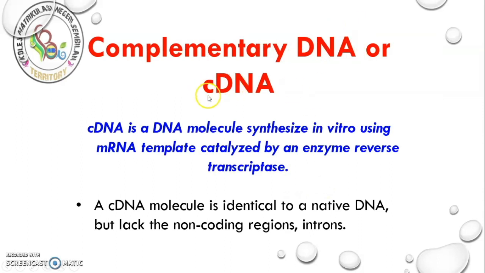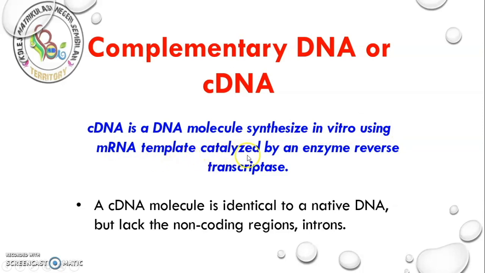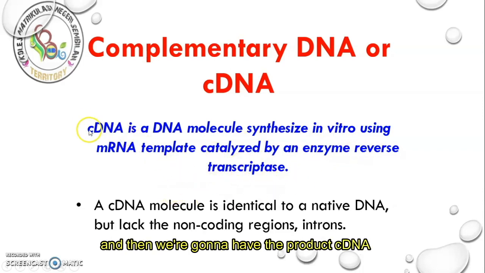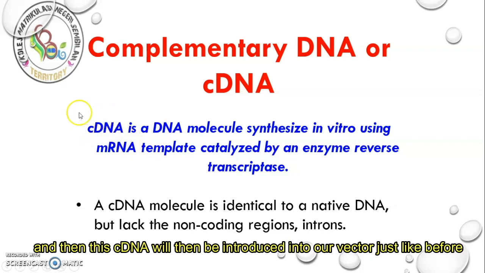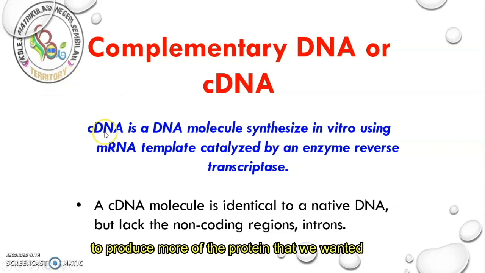Complementary DNA or cDNA. So here it is. The cDNA actually refers to the words complementary DNA. So the cDNA is a DNA molecule synthesized in vitro, which means synthesized outside a cell, using an mRNA template catalyzed by an enzyme, reverse transcriptase. So we're going to use mRNA as our substrate and the enzyme reverse transcriptase, and then we're going to have the product cDNA. And then this cDNA will be introduced into our vector just like before, and then it's going to produce more of this gene to produce more of the protein that we wanted.